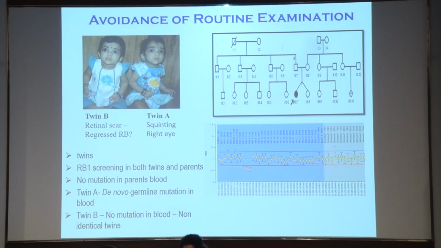Now here is another classic example where twins were brought to us. One twin had an obvious retinoblastoma while the other had a suspicious lesion. In order to find out whether the other twin also had a retinoblastoma, we did a genetic analysis, and we found that the other sibling did not have any risk of retinoblastoma. So we need not unnecessarily keep giving anesthesia and examining the other twin who had a suspicious lesion.